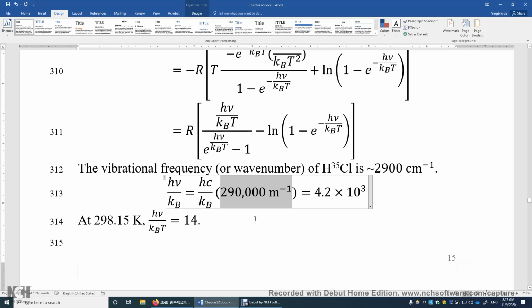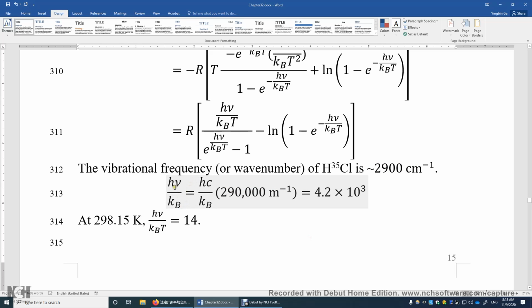290,000 per meter. So if you have trouble doing unit conversion, just tell yourself that you can put 2,900 waves within 1 centimeter. Then, of course, you can put more waves in 1 meter. You can put 290,000 waves in 1 meter, right? So this number should be 100 times larger than this number, all right?